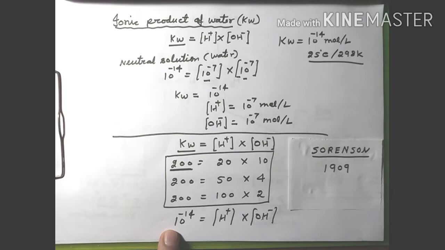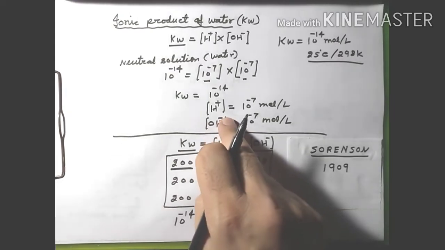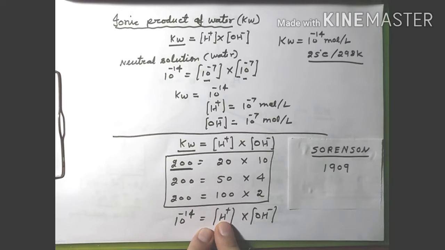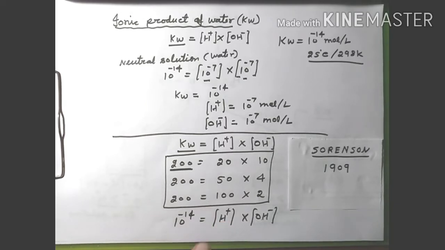So now we will say that if in any solution the concentration of H plus ion is more, the solution is said to be acidic, and if the concentration of H plus ion is less, the solution is said to be basic. Because as H plus decreases, the OH ion automatically keeps increasing and the solution becomes more and more basic.